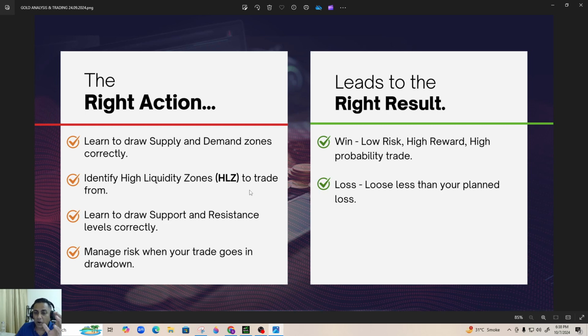But the whole idea is to wait for price to get to those high liquidity zones to look for a possible trade. Because I believe that at those high liquidity zones, you will get a low risk, high reward, high probability trade, right? So that's the second thing that I did. The third thing that I did was I drew support resistance levels.